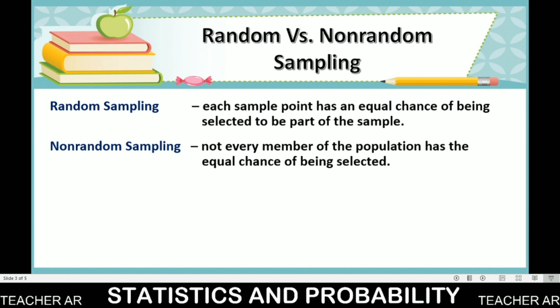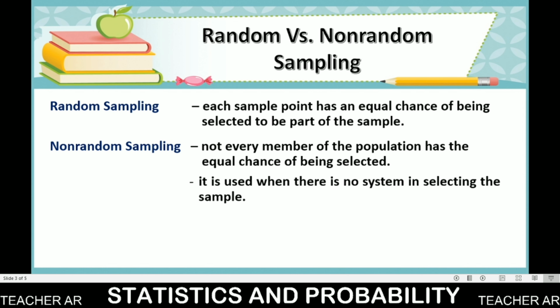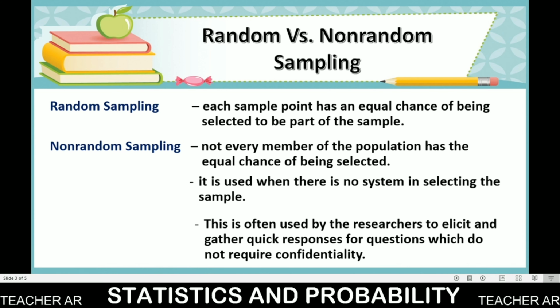On the other hand, non-random sampling, not every member of the population has the equal chance of being selected. Ibig sabihin, hindi lahat ng membro mabigyan ng chance ang mapabilang sa sample. And non-random sampling is used when there is no system in selecting the sample. Wala itong pina-follow na order na system na process. And lastly, this is often used by the researchers to elicit and gather quick responses for questions which do not require confidentiality.